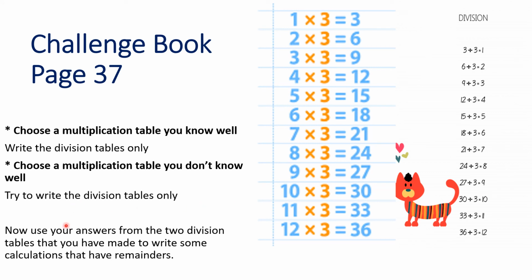So it says use your answers from the 2 division tables that you have made, okay? And write some calculations that have remainders from it, okay? And show that to me also in your notebooks. Just write challenge book page 37. You don't need to go, well, if you like, you can go to another page, but remember that it's still even more multiples. Write the dates and show me your answers. So I guess that you should understand perfectly what you're expected to do.